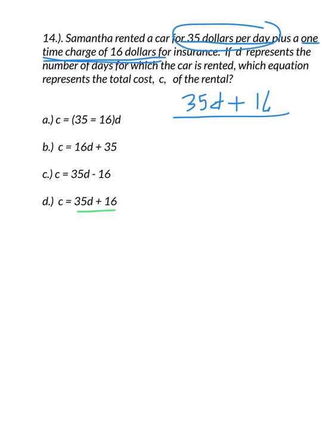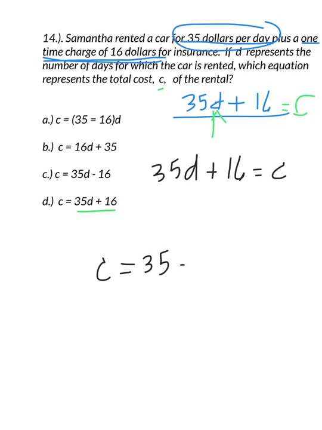So if D represents the number of days for which the car is rented, which equation represents the total cost? So that would equal the total, so equals C, the rental. Oh, that was easy. So 35D plus 16 equals C. Or I could say the cost equals 35D plus 16. It's got to be D. Final answer.